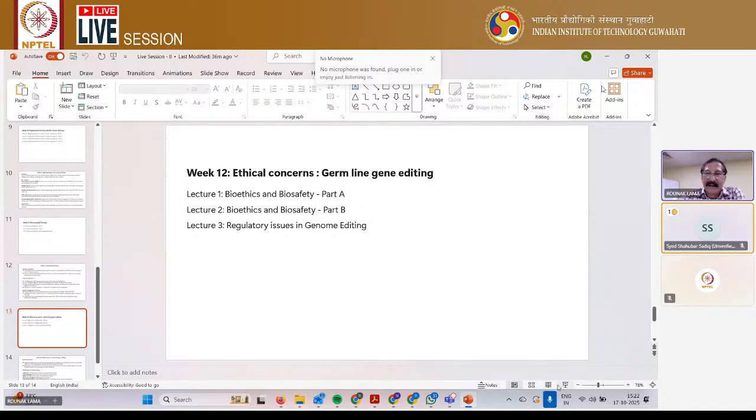gene editing issues. So we have to be aware of two things. One is bioethics, and the second is biosafety and the regulatory issues in genome editing. In many countries, there are now established regulatory guidelines and laws which regulate these technologies, while in others, it is still evolving. So as researchers, we have to be aware of this regulatory landscape globally.